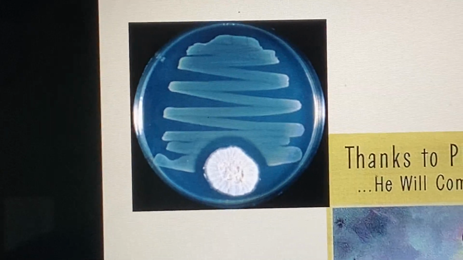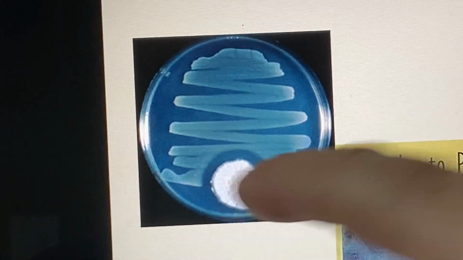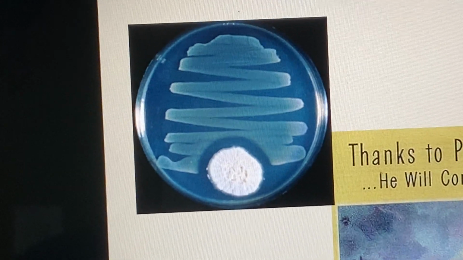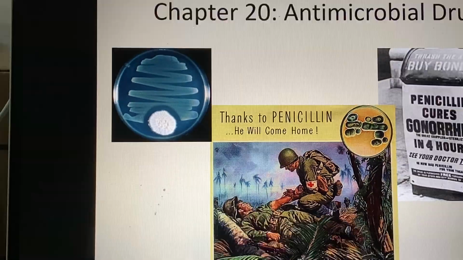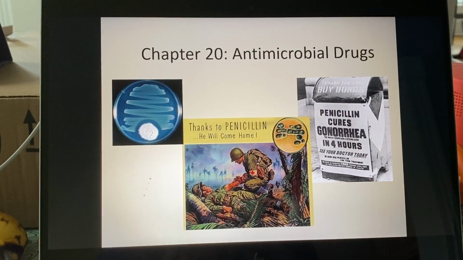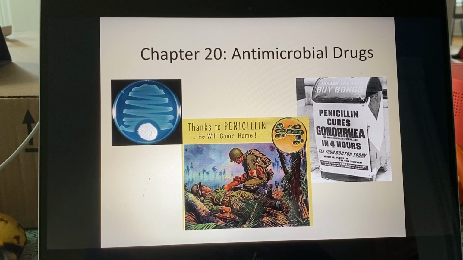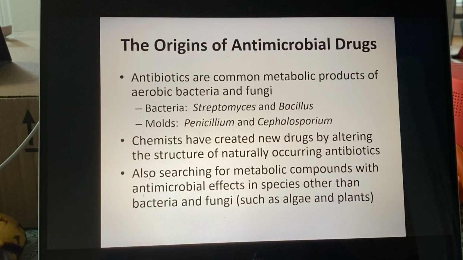Alexander Fleming, being the brilliant guy that he was, noticed this clear zone in between the fungi and the bacteria, and he surmised correctly that this was likely something being produced by the fungi that was either inhibiting or killing the bacteria. Lo and behold, he was correct, and he isolated penicillin from that.